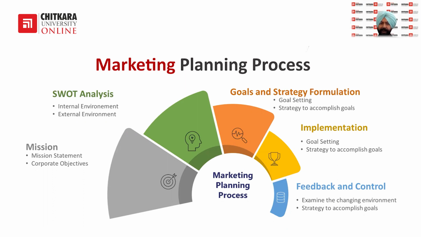Now, what does the marketing planning process entail? It would talk about mission, SWOT analysis, goals and strategy formulation, implementation, feedback, and control. Everything starts with the corporate goals. These goals are set by the top management, the board of directors, and then we have vision and mission statements. Vision is a desired future state, and it could be an inspirational statement as well, whereas mission is how to achieve those goals or how to realize that vision.